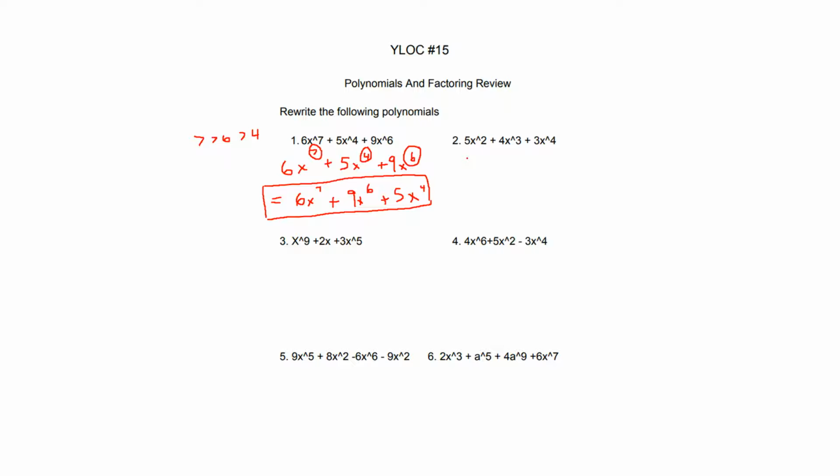Number 2, you have 5x squared plus 4x cubed plus 3x to the power of 4. You have 2, 3, and 4. So 4 is the greatest, then 3, then 2. So then you put 3 times x to the power of 4 plus 4x cubed plus 5x squared. That's the order for number 2.